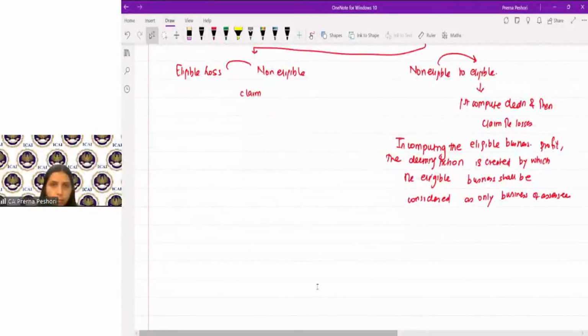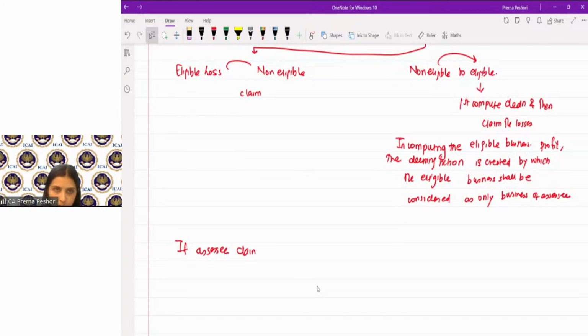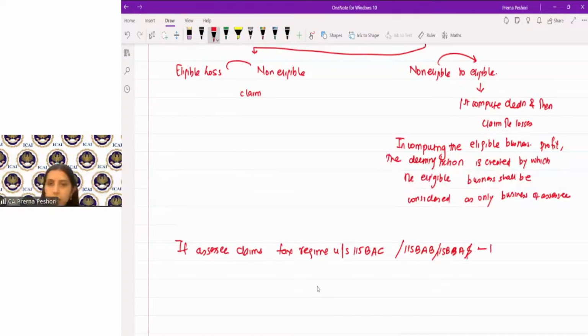Now, you may also write one point over here. If the assessee claims the tax regime under section 115BAC or 115BAB or 115BBA, then deduction under section 10AA, 80IA, 80IAB, 80IAC, 80IB is not available. 80LA is available. So these deductions will not be available.